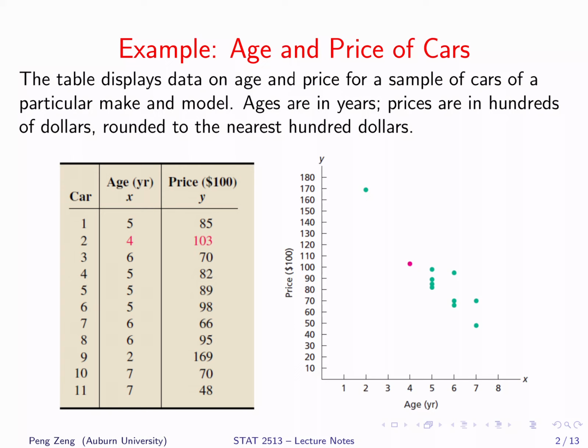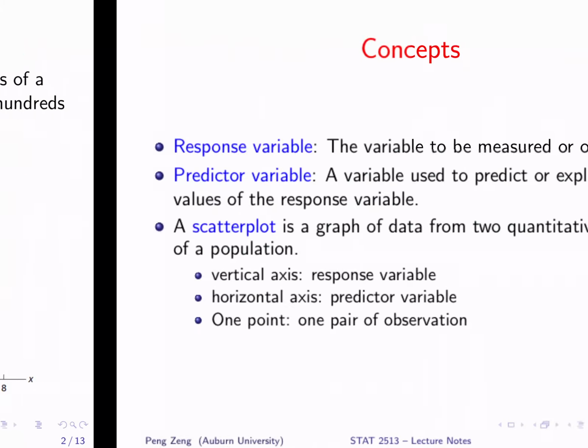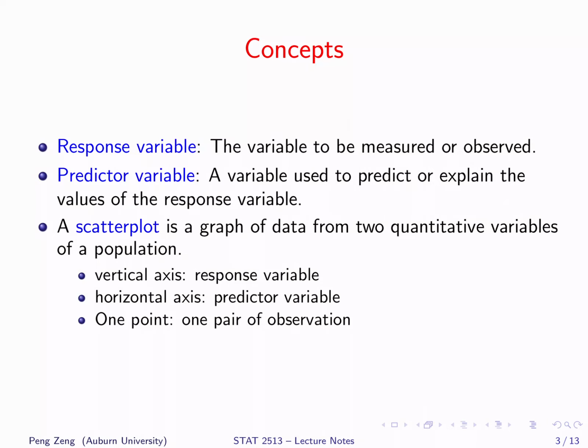We can observe from this plot that as age of a car increases, its price decreases. There is roughly a linear trend between the relationship between price and age. The points do not fall exactly on a straight line, but loosely fall around a linear pattern. There are many similar problems in practice.